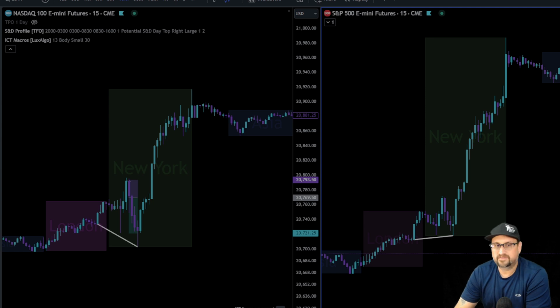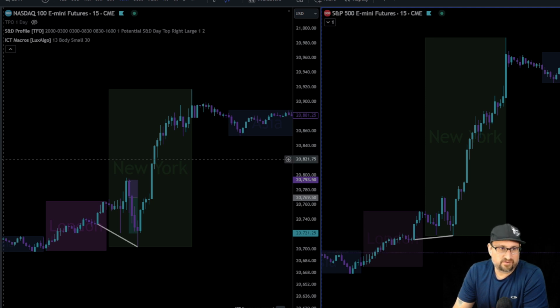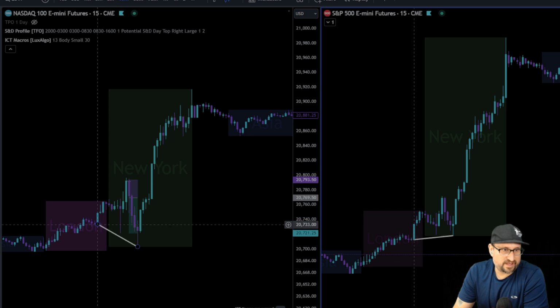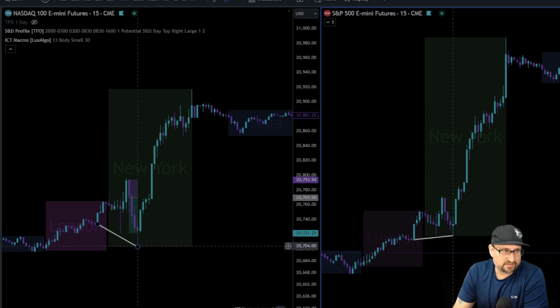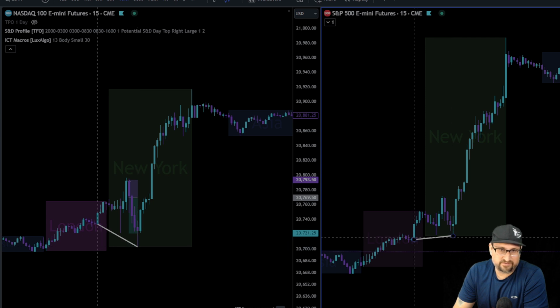Okay, the SMTs that I use would be like Bitcoin and Ethereum when I do trade those. But then the other major ones would be NASDAQ and ES. So these are ones that I constantly look at here. And as you can see right here, we had a higher low and then a lower low. But if you look over here, we have a lower low and then a higher low.